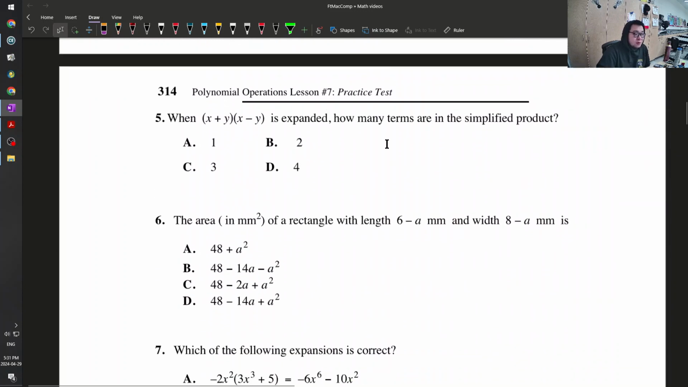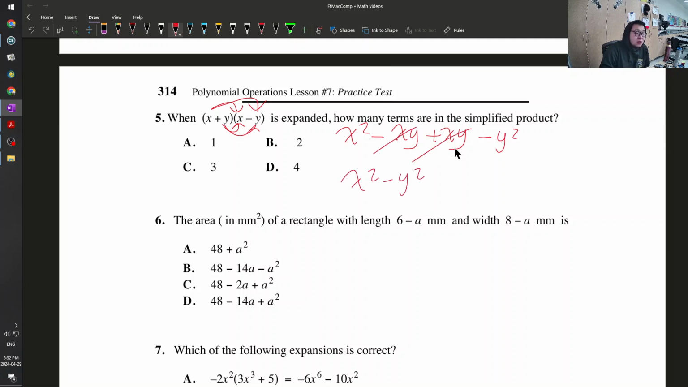5. When these are expanded, how many terms are in the simplified product? So let's expand this real quick. X times x is x squared. X times negative y is minus xy. Y times x is plus xy. Y times negative y is minus y squared. You can probably see this as a difference of squares. These two cancel out, so we just have x squared minus y squared. Therefore, there are only 2 terms. So 5 is B.